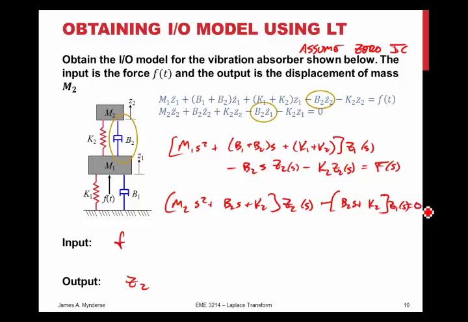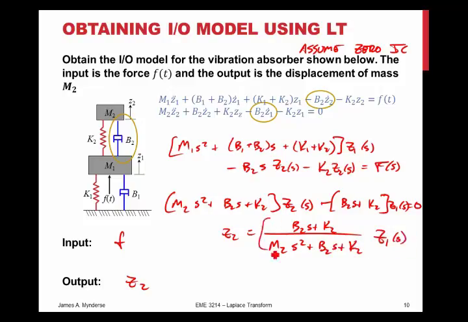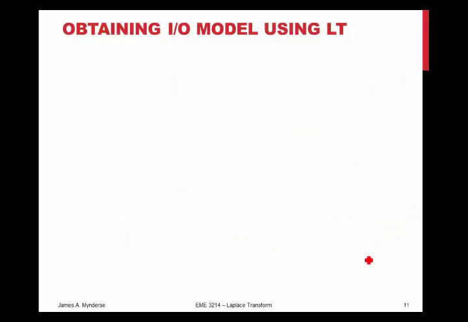I've Laplace transformed both of them, and surely I can look at this second one and say, well, z2 is going to be equal to, I'm going to move the z1 to the right-hand side, so it's going to be (b2 s plus k2) over (m2 s squared plus b2 s plus k2) times z1 of s. And so that'll allow me to make a substitution into the previous one. So let me skip ahead to the next slide so I've got some more room to write.